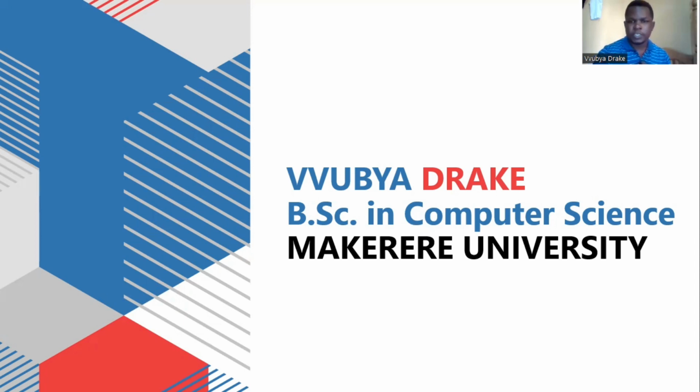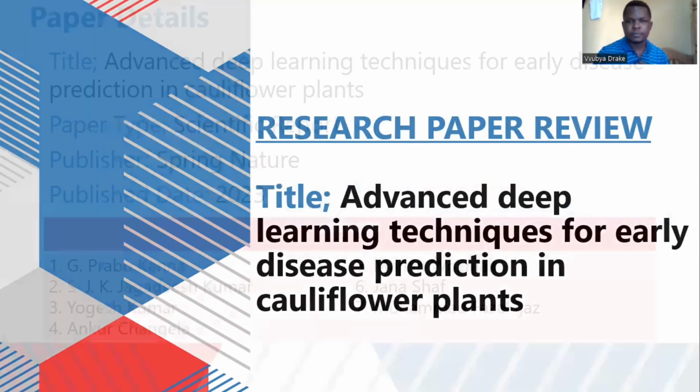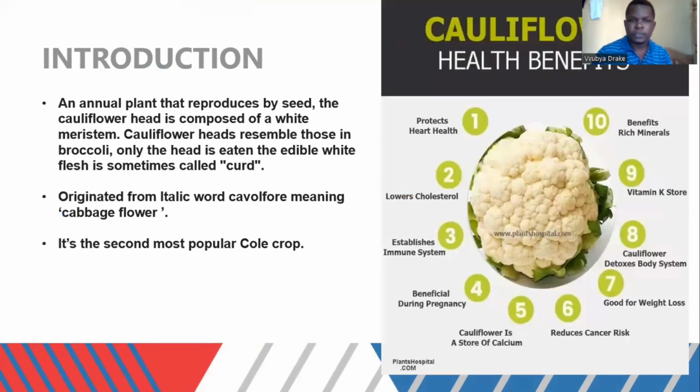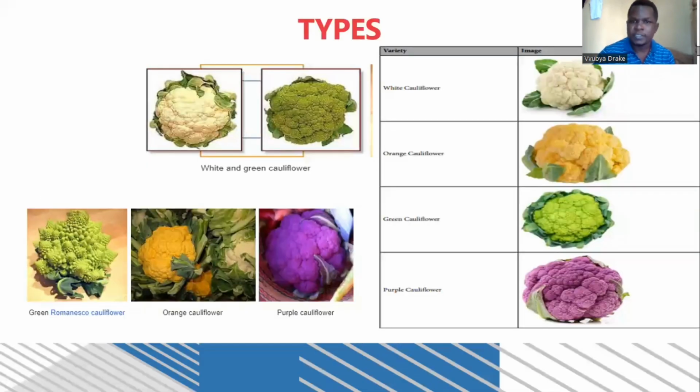I'm going to take you through a research paper review with the title Advanced Deep Planning Technique for Early Disease Prediction in Cauliflower Plants. It is a scientific report, as you can see, published in 2023. So cauliflower, as you can see, is the second most popular cole plant, having a lot of health benefits. It has different varieties, that is white, orange, and green cauliflower.